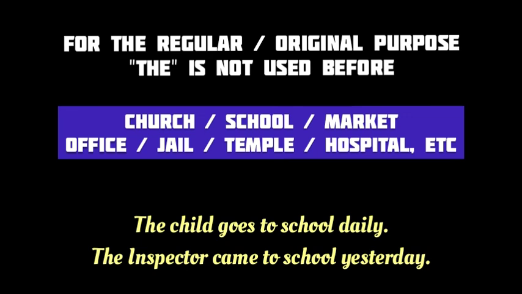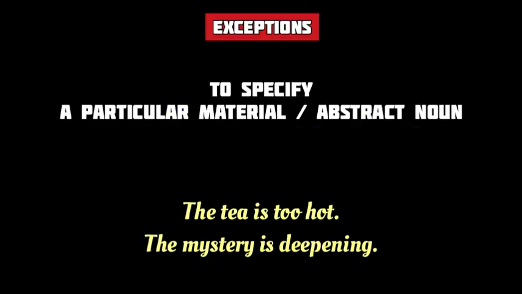Now, there are some exceptions to these rules. We know that the definite article the is not used before an abstract noun or a material noun. However, if it is present in front of our eyes, or if we seek to particularize or specify it, we may use the definite article the before it.